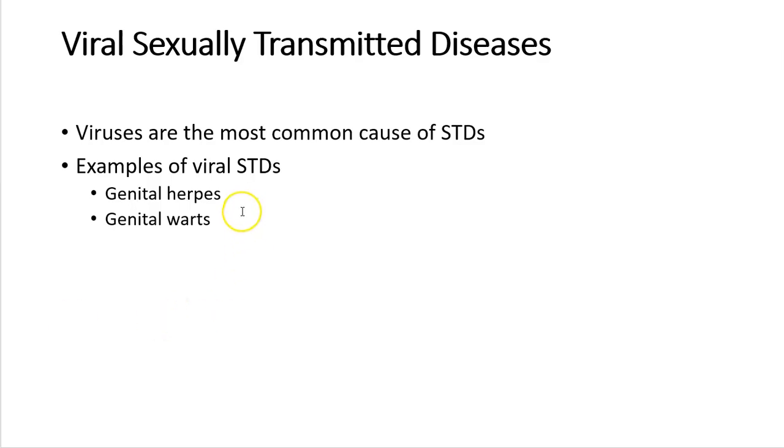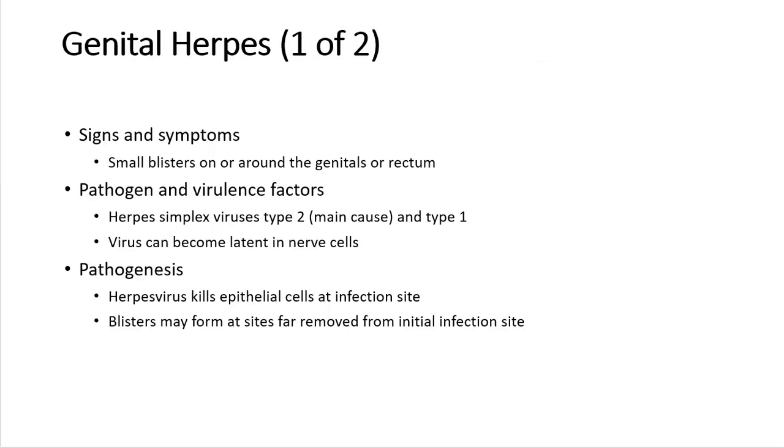Virally transmitted STDs, genital herpes and genital warts. So herpes, small blisters on and around the genitals or the rectum. Herpes simplex 2 is the main cause. It can be in with type 1. The virus can become latent in the nerve cells.